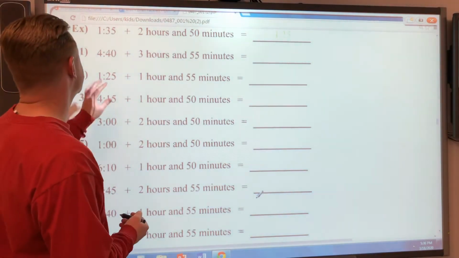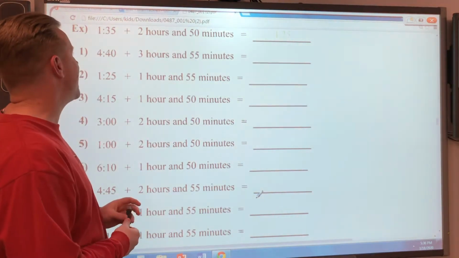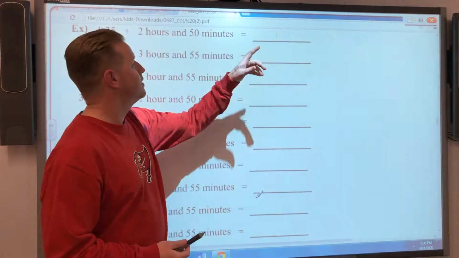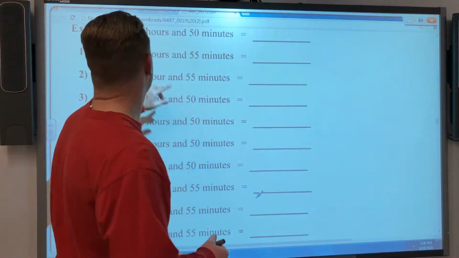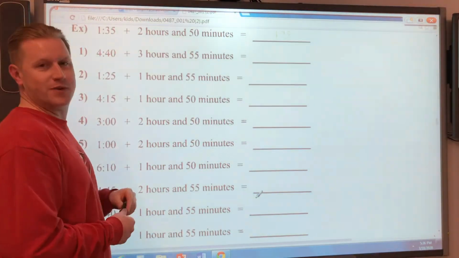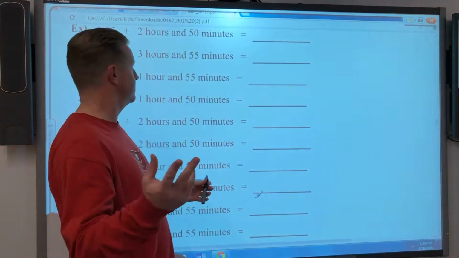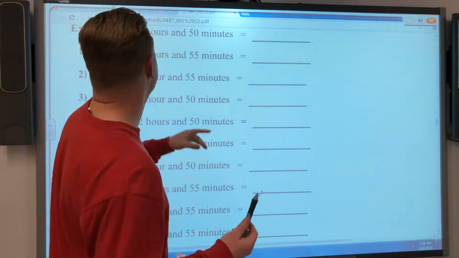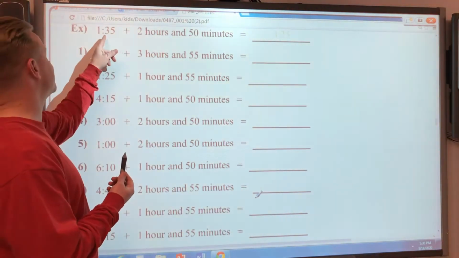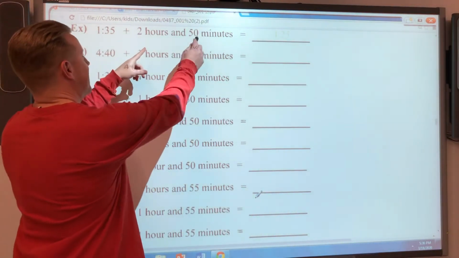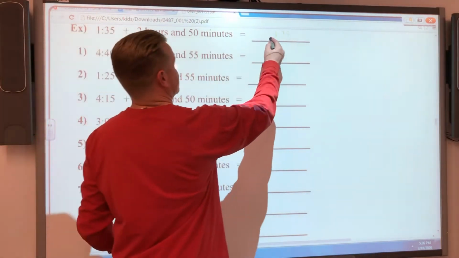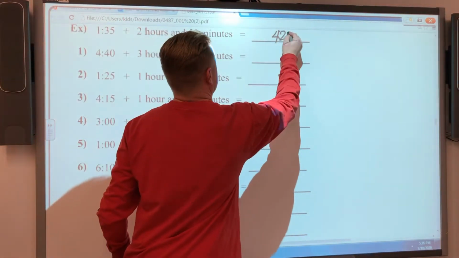It was asking us if it is 1:35 and we're adding 2 hours and 50 minutes, what time will it be then? Quick way to look at this with estimating. 2 hours and 50 minutes is roughly what? Roughly 3 hours, short 10 minutes. We add 3 hours to that, making it 4:35, minus our 10 minutes back, making it 4:25.